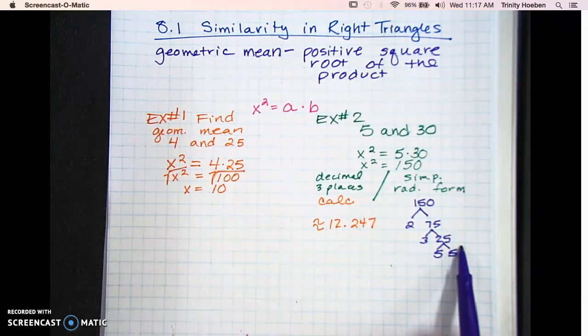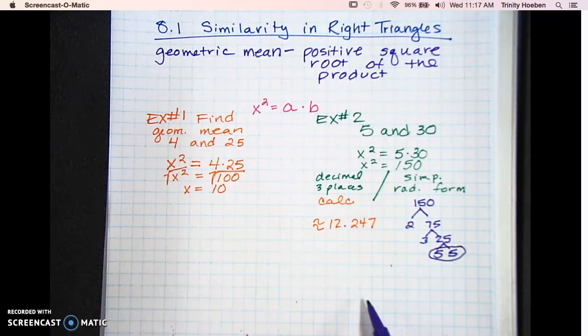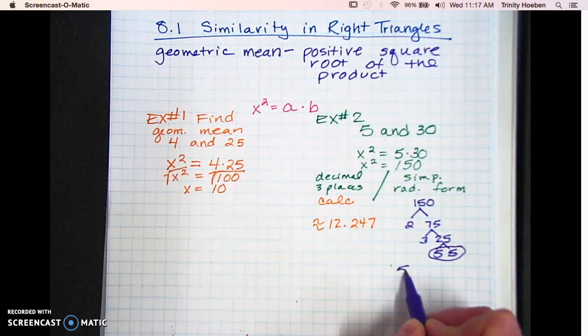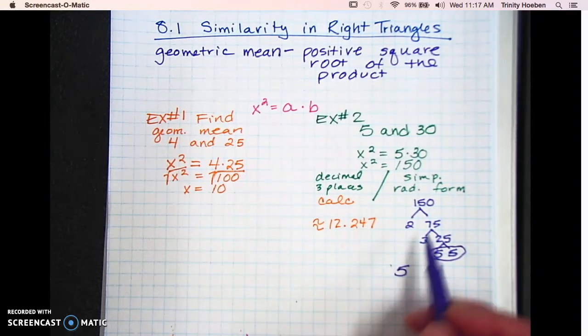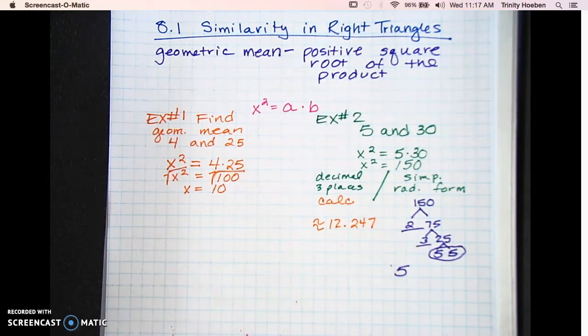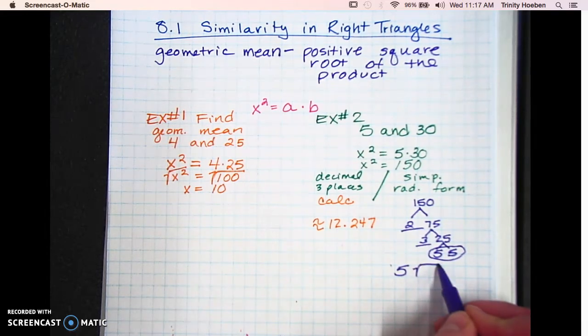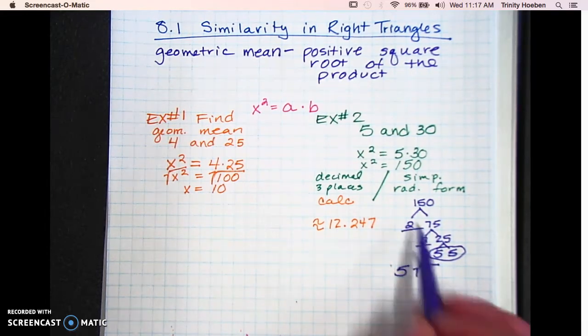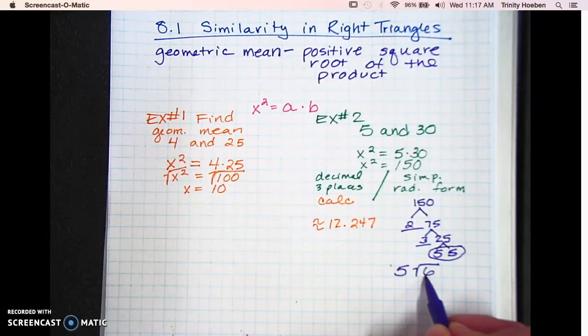Any pairs that you have will come out. So we have a pair of 5s. That means that number comes out in front of the radical. And then the 2 and the 3 do not have pairs. So they stay under the radical, and we multiply them together. What's 2 times 3? 6.